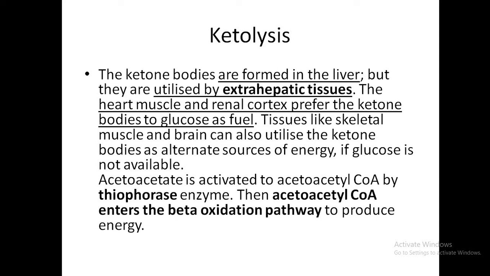Ketolysis. The ketone bodies are exclusively formed in the liver, but they are utilized by extrahepatic tissues. The heart muscle and renal cortex prefer ketone bodies to glucose as well. So brain and skeletal muscle also utilize ketone bodies if glucose is not available. Acetoacetate is activated to acetoacetyl coenzyme A by thiophorase enzyme. The acetoacetyl coenzyme A then enters the beta oxidation pathway to produce energy. So that is how acetoacetate is utilized in these extrahepatic tissues with the help of the thiophorase enzyme.